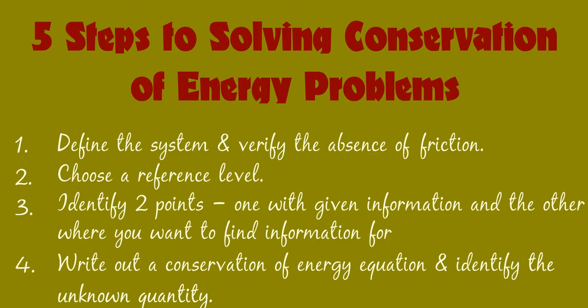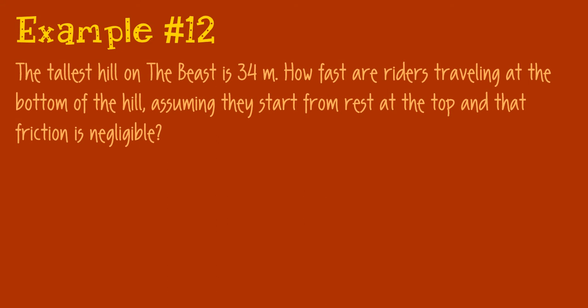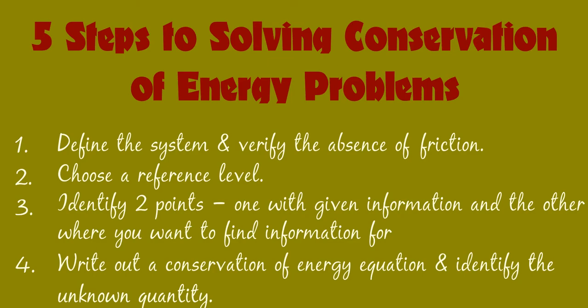So step 1 here says that we have to define the system and verify the absence of friction. In this case, our system is going to be our riders traveling in their roller coaster vehicle. And the problem tells me that friction is negligible. So that's great. I know that I don't have to worry about friction in this problem, so I can focus just on mechanical energy. Step 2, choose a reference level.